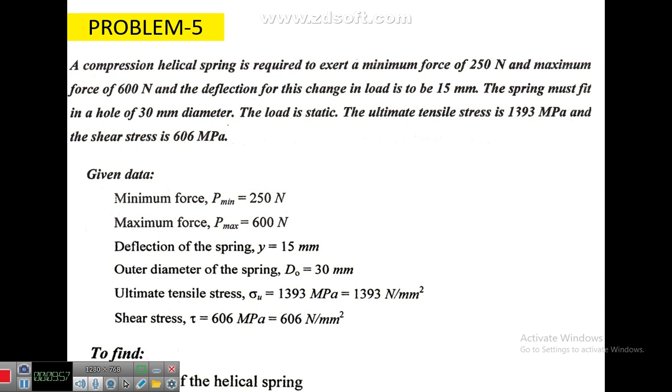And coming to the fifth problem, a compression helical spring is required to exert a minimum force of 250 Newton and maximum force of 600 Newton. So they have two P values, maximum and minimum. And the deflection of the spring is 15 mm, outside diameter is 30 mm, ultimate tensile stress is 1393 megapascal, and shear stress is 606 megapascal. So in that question, they are asking for the data, there is a deflection of the coil.